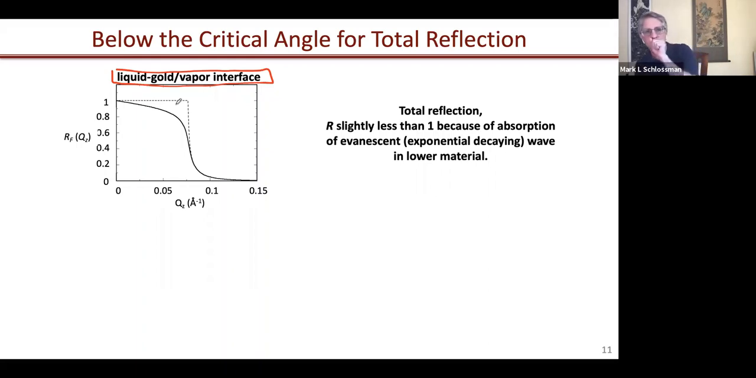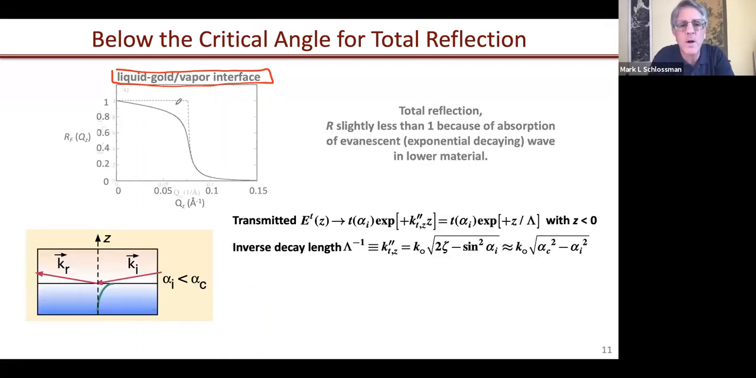Now, before we leave the critical angle, let's ask what are the length scales here? Over what length scale does this exponential decay happen? And so we can, again, go back to this transmitted expression for the electric field. Instead of writing this as plus k double prime times z, I'm going to define this decay length, lambda. So now we have this exponential decay z over lambda. Remember, z is negative here. And so we can write this inverse decay length, lambda to the minus 1, in terms of this difference in angles, k naught times the square root of alpha c squared minus alpha I squared.